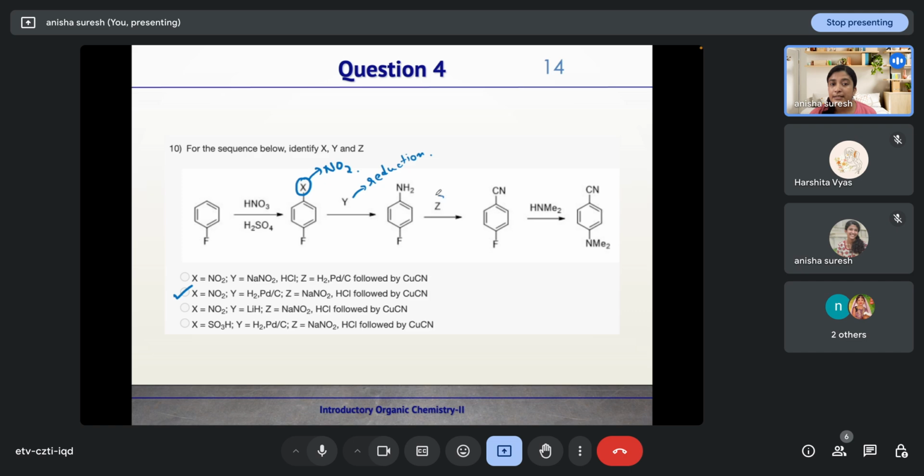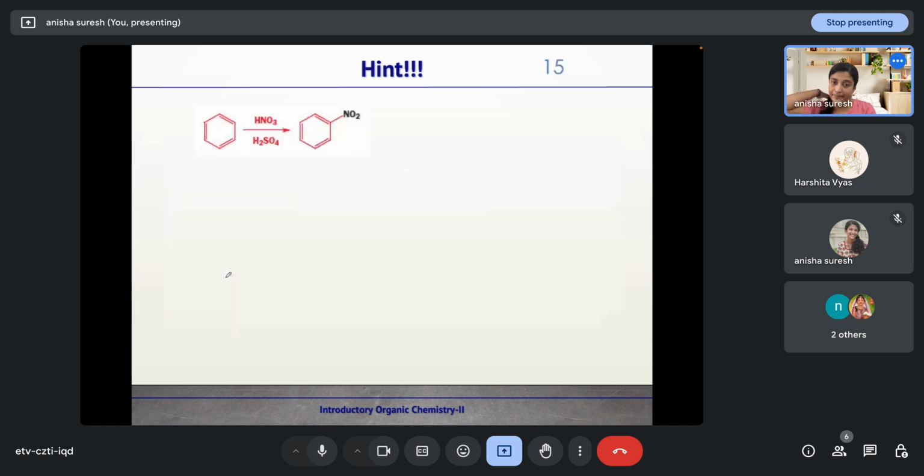Then under this condition, NH2 is converted into CN. For that, first this NH2 should be converted into a better leaving group. For that we will do a diazotization reaction. So this NH2 will be converted into N2 plus by treating with NaNO2 and HCl. Then if we treat with CN, addition elimination reaction will take place and we will get this product. Then further addition elimination reaction with this NHMe2, we will get this final product. So the right answer will be option B.